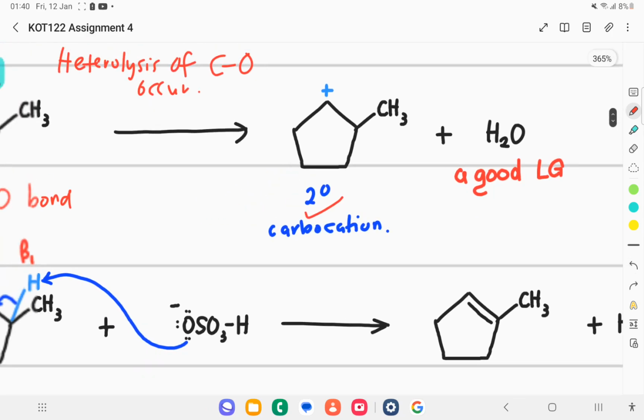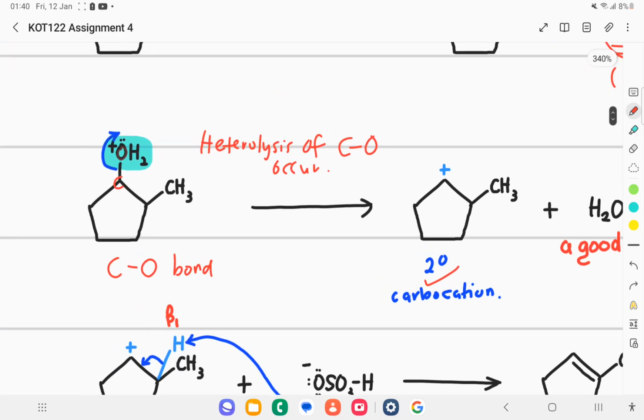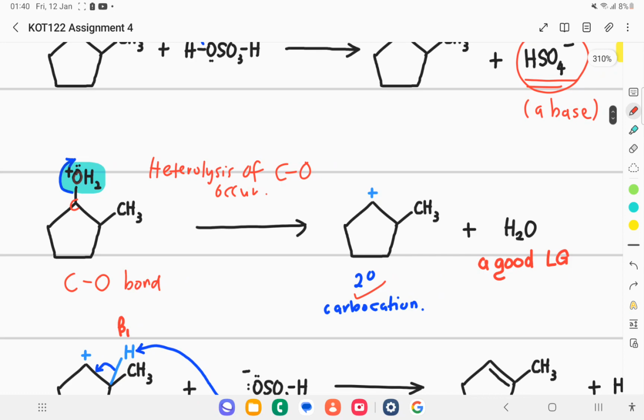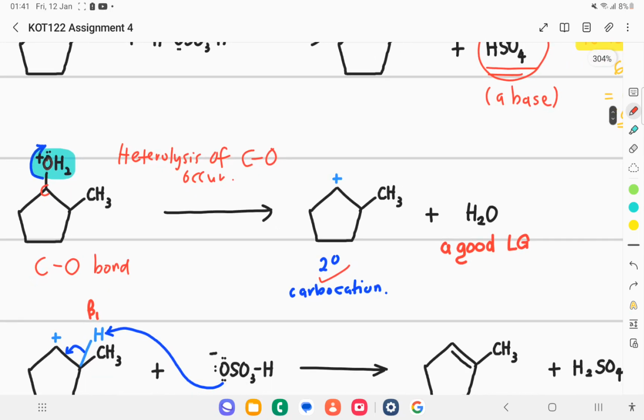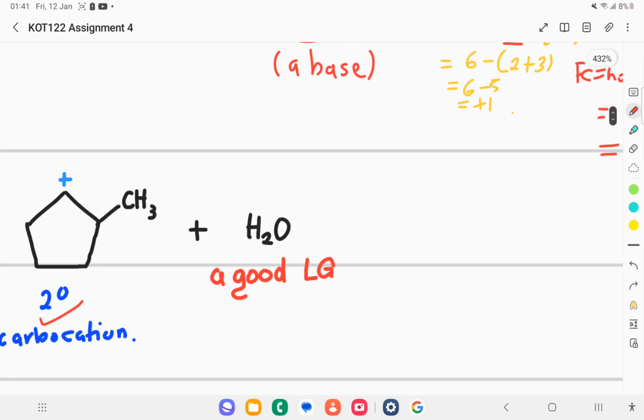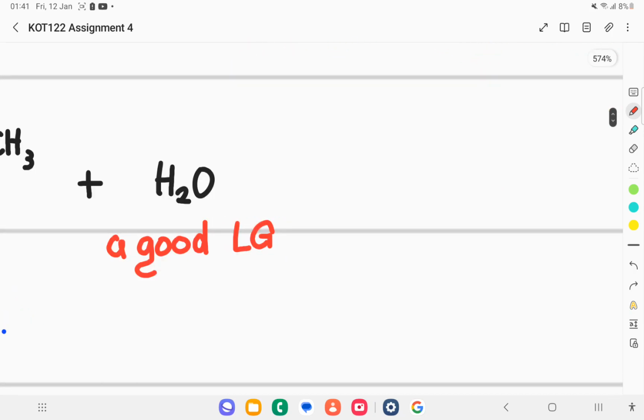I just want to add a little bit of information in this step, which is step 2. It is a crucial and important step, because this step is known as the rate determining step.